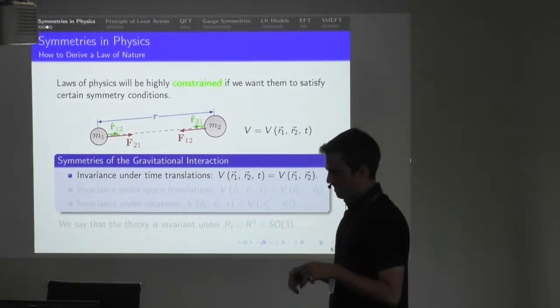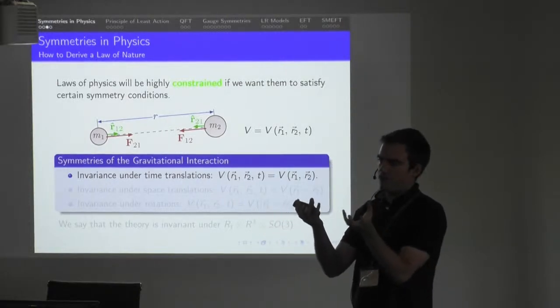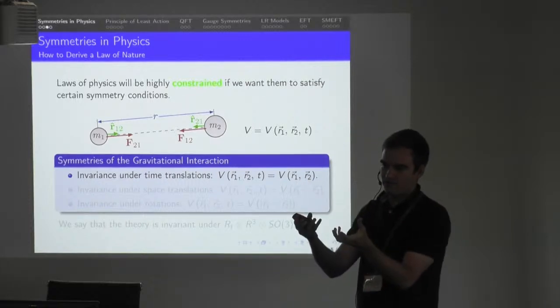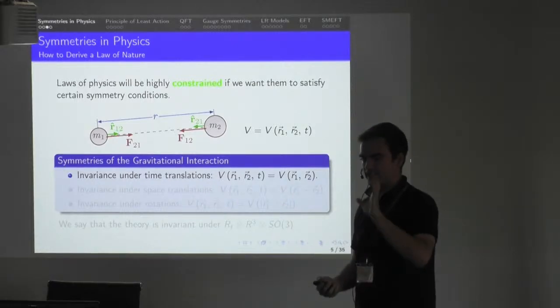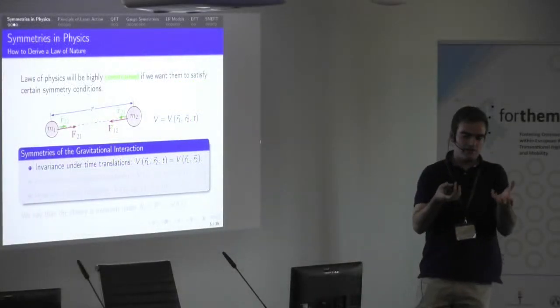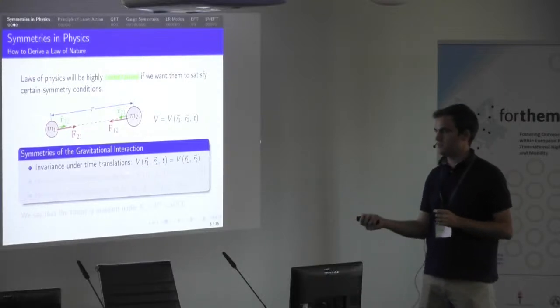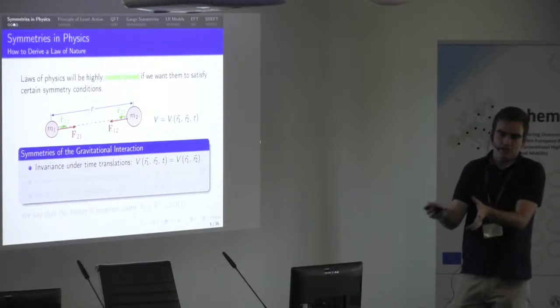Okay, so let's make a symmetry reasoning. Imagine that I have the two masses here, and I calculate the gravitational interaction. And then I wait for tomorrow, and I make the same calculation. As far as we know, we will get exactly the same result. The gravitational interaction does not depend on time. This is called invariance under time translations, and it means that the potential cannot depend explicitly on time.